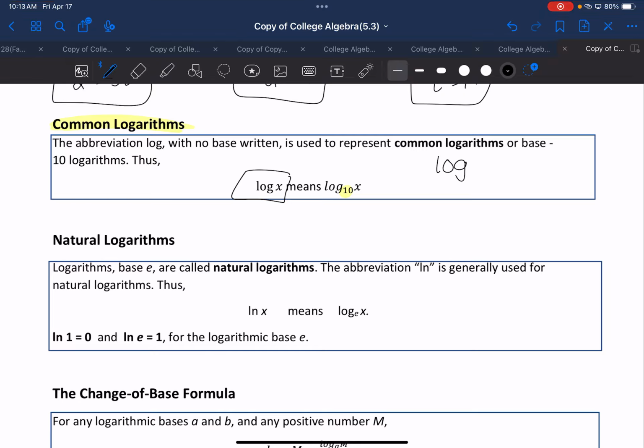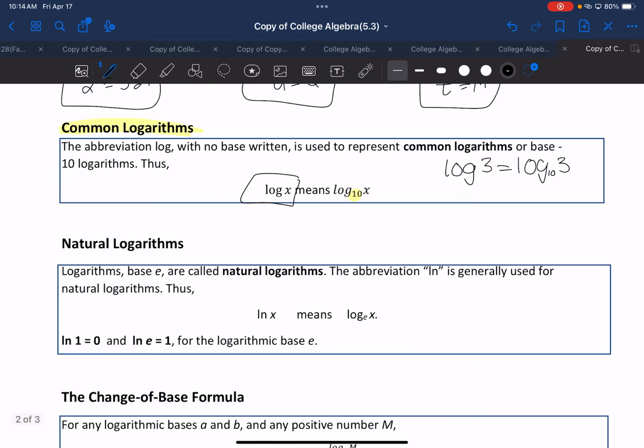So log of 3 is equal to log base 10 of 3. Anytime you don't see the little subscript, it is understood to be 10. So that's the common log, and this one is the log button that's in your calculator.